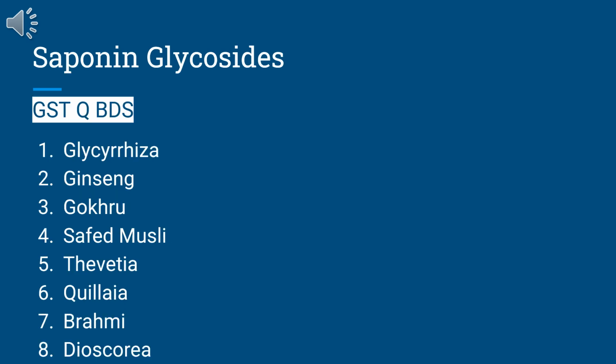Next is saponin glycosides. It can be remembered with the code GSTQBDS. G for glycyrrhiza, ginseng and gokhru. S for safed musli. T for tivacia. Q for quillaja. B for brahmi. D for dioscorea. And finally the S denotes saponin glycosides.